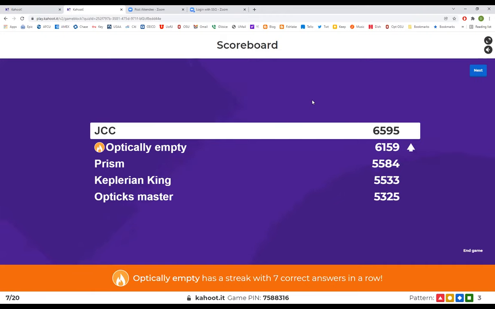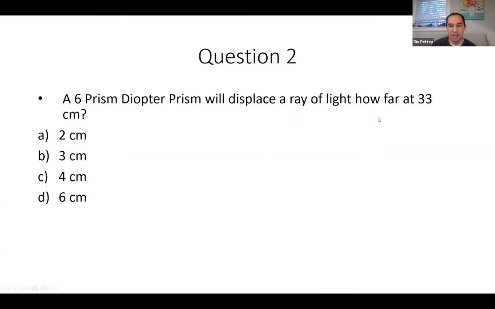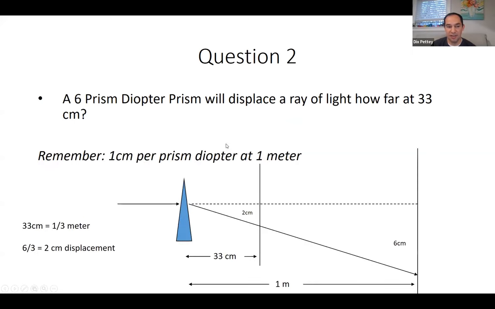With prisms, they work off like 100 centimeters being how much they're going to displace. With this question, I think it was like 30 or 33. So I knew at 100 centimeters, it'd be 6. Then at 30, it'd be about 2. Exactly. So we're at 33 centimeters, which is about a third of a meter, right? So if it's a 6 prism diopter, you take a third of that, which would be about 2 centimeters.